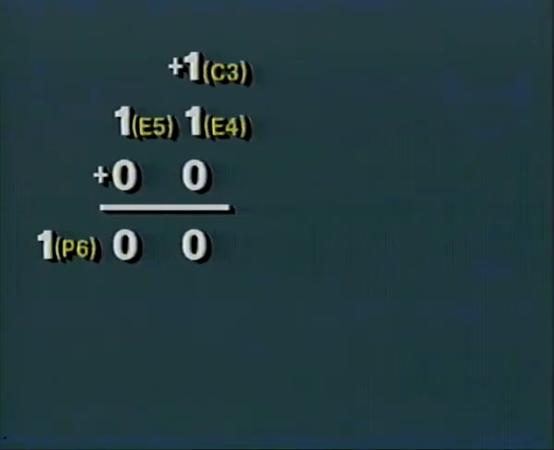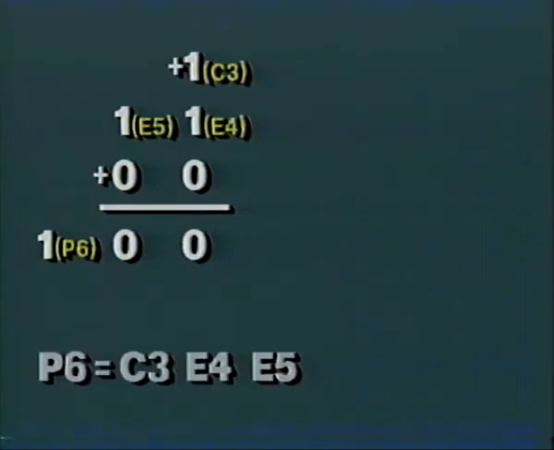Here's another condition, 3 ones called E5, E4, and E3. We add the carry bit C2. Again, P6, the carry bit, is generated. This can be expressed P6 equals C2 and E3, E4, and E5. Now we have 2 ones called E5 and E4. Add the carry bit C3 and we generate carry bit P6. This can be expressed P6 equals C3 and E4 and E5.